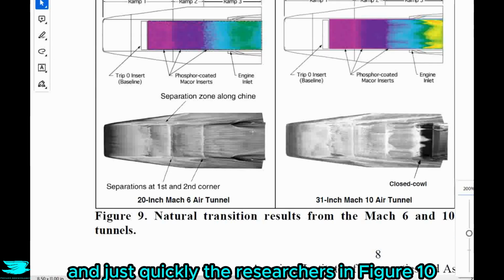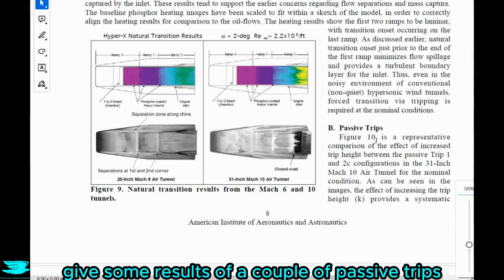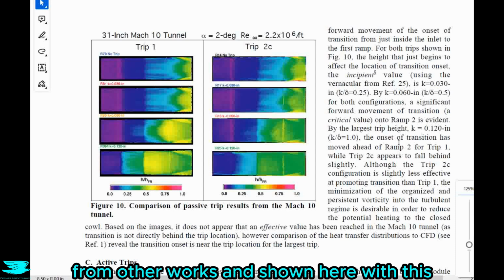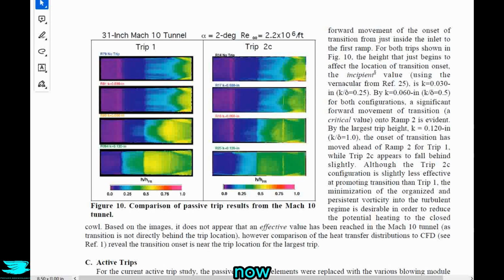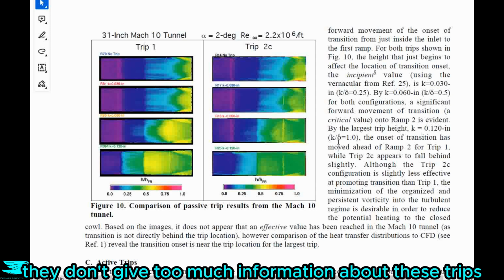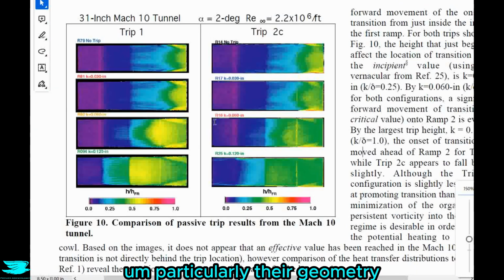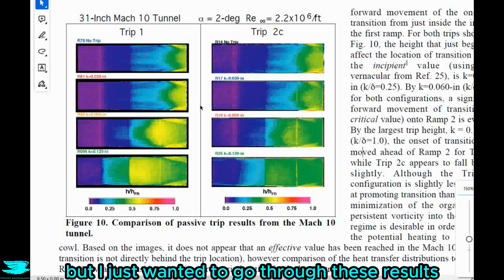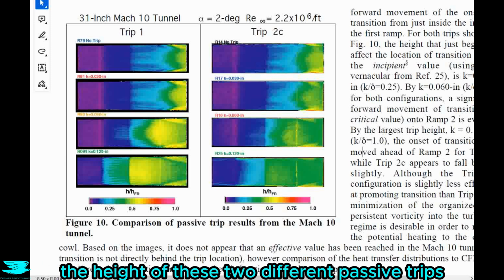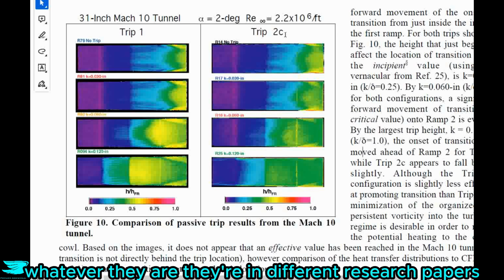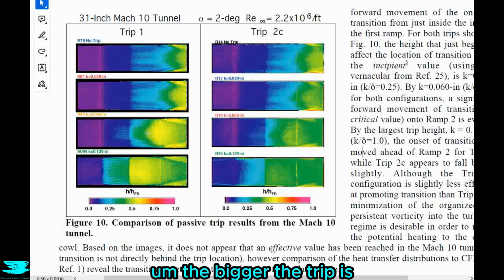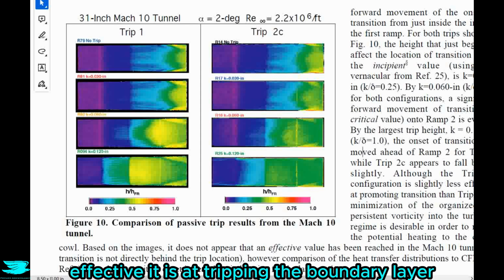And just quickly, the researchers in figure 10 give some results of a couple of passive trips from other works, shown here with this fluorescent FlowVis technique. Now, they don't give too much information about these trips, particularly their geometry, but I just wanted to go through these results because one thing they show is that increasing the height of these two different passive trips, trip 1 and trip 2C, whatever they are, they're in different research papers. The bigger the trip is, the more effective it is at tripping the boundary layer.